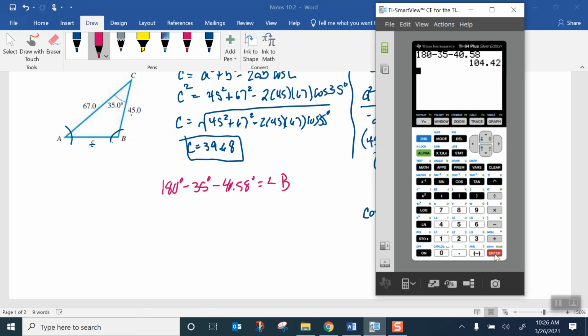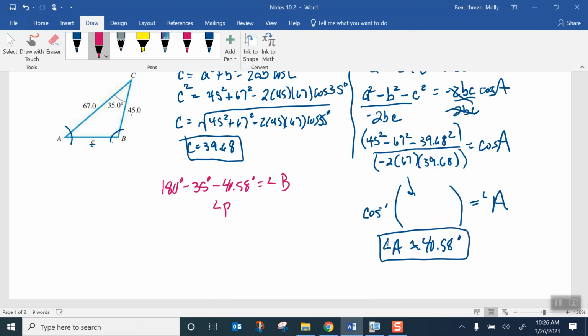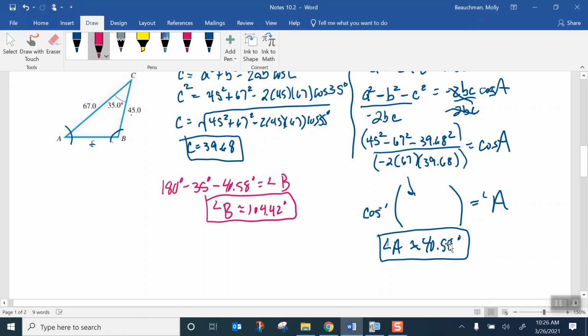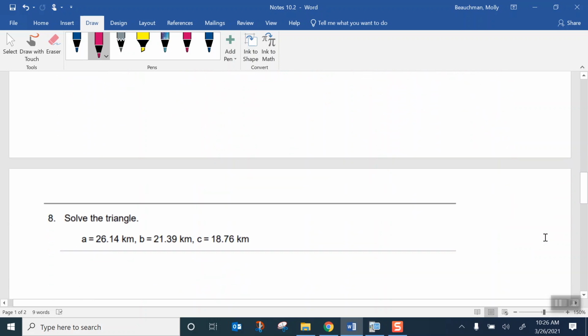And we end up with 104.42 degrees, approximately. So round to as many places as you need to for the homework. So that's using the law of cosines. And keep in mind, once you find opposite sides or angles, you can also use law of sines. But I thought we'd first practice law of cosines in this section.